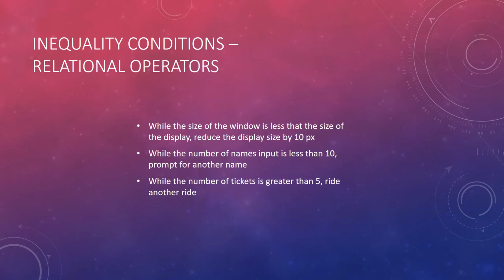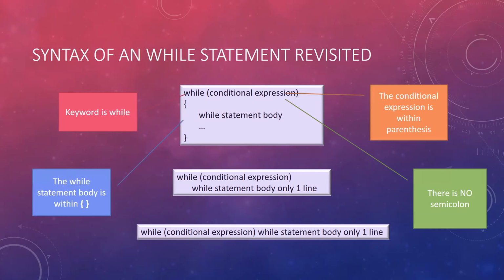Another example would be at a fair, say we have some tickets, and we would know that if we still have 5 tickets, we could ride another ride. So sometimes we're checking for unequal conditions.